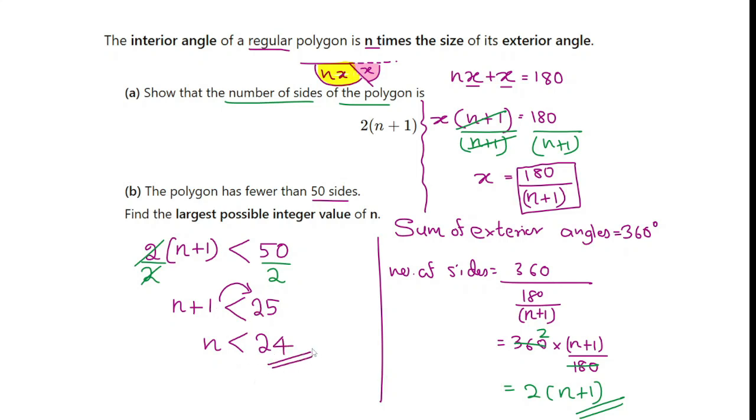So we know if this is the situation, the value of n is less than 24. Now, the question is really important here. The question is asking, what is the largest possible integer value of n? We know n could be anything less than 24, but it cannot be equal to 24. Why? Because there's no equal sign, so it should be less than 24. So what is the biggest whole number that is less than 24? That would be 23. So that is the final answer.